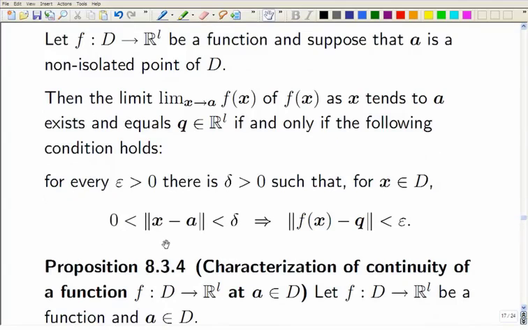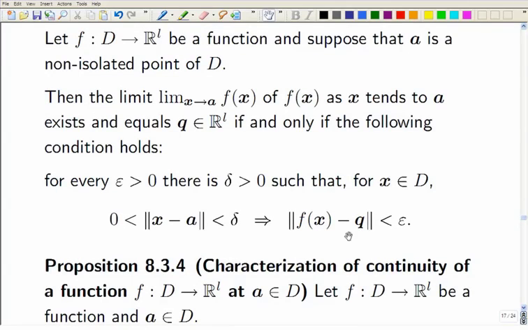And again, it was if you're close enough to a, the function value should be close enough to q. Only this time it's done with norms because they're vectors. So if x is close enough to a but not equal to it, so the norm of x minus a is strictly between naught and delta, then the function value should be close to q: the norm of f of x minus q is less than epsilon.